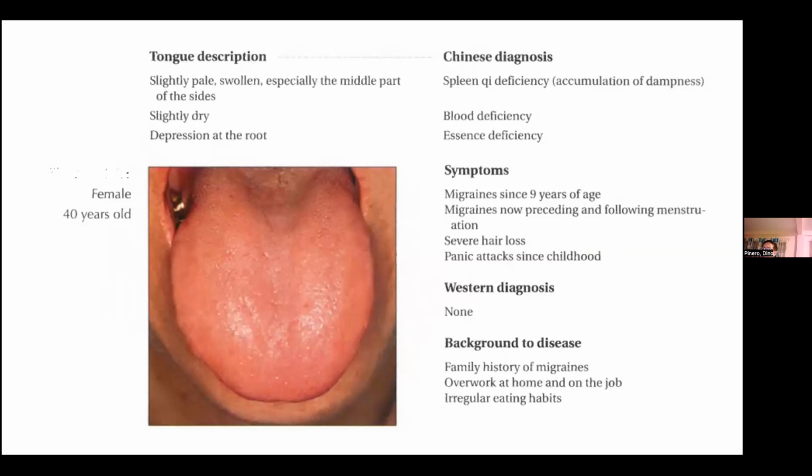Ang symptoms, there is a migraine since 9 years of age, migraines now preceding and following menstruation. Severe hair loss, there is a panic attack since childhood. There is none sa Western diagnosis, and sa background to disease, family history of migraines, overwork at home and on the job, and irregular eating habits. Okay?